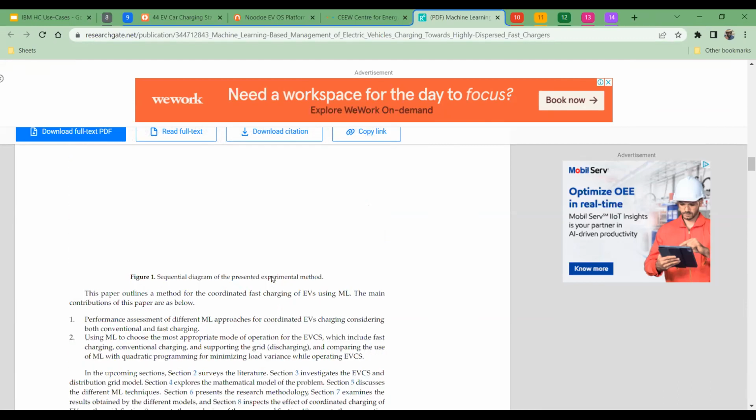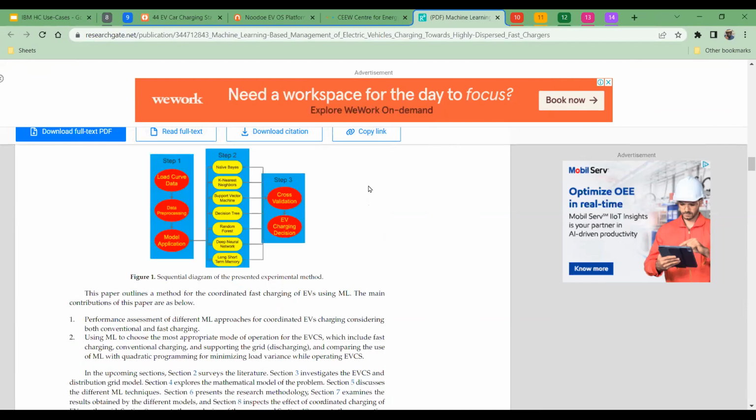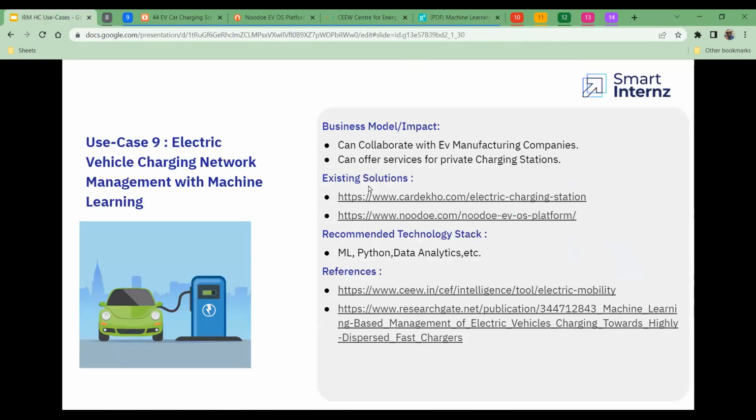So I suggest you all go through the references and the existing solutions, and I hope you find some better solution for this problem of EV charging networks. Okay, so electric vehicle charging network, that's all about use case number 9.